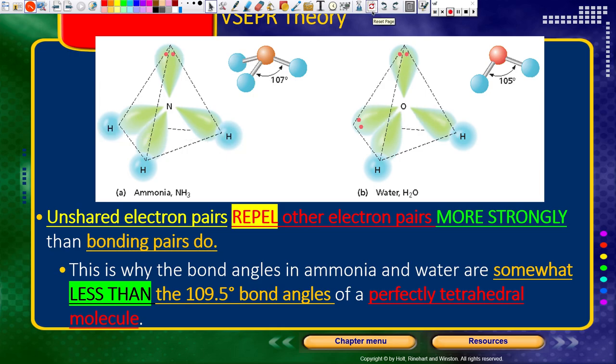The unshared electron pairs repel each other more strongly than bonding pairs. Put a big star beside that. You already know this, but I'm saying it again. Who do we call unshared? Very good. These are lone pairs. They repel how? More strongly. So that means the angles are smaller.